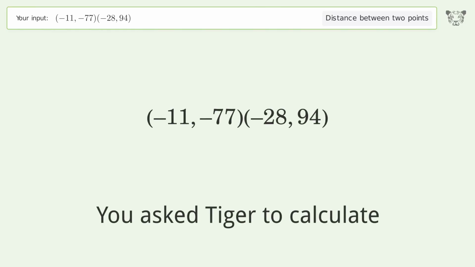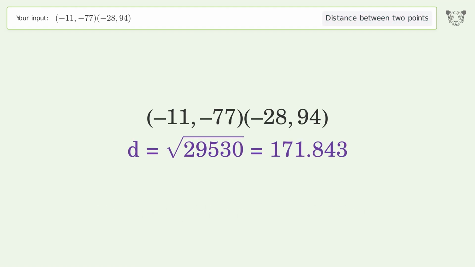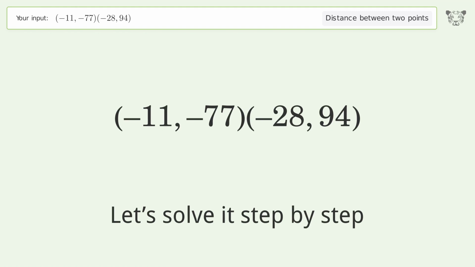You ask Tiger to calculate. This deals with the distance between 2 points. The distance between the 2 points is the square root of 29,530, or 171.843. Let's solve it step by step.